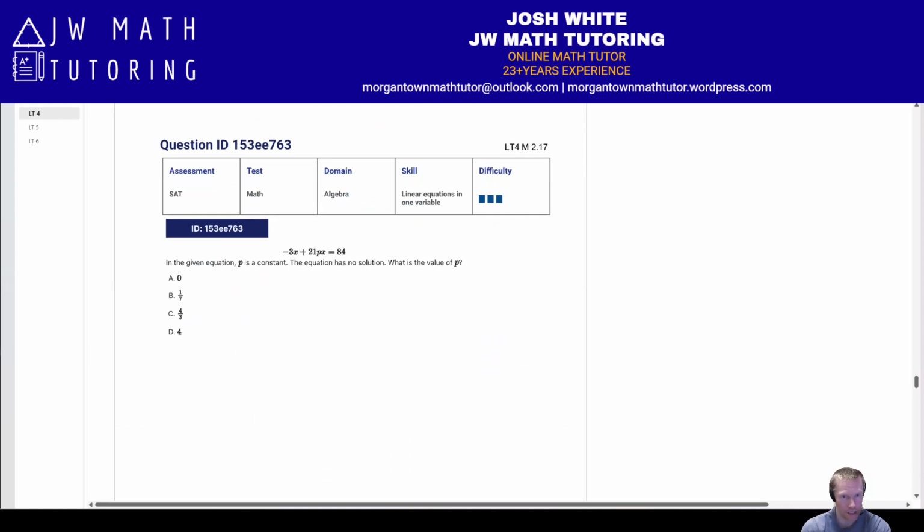Next up, 17. In this equation, p is a constant and it has no solution. What is the value of p? So the way to solve this by hand is to notice that in order for this to have no solution, these two terms need to cancel out, meaning the coefficient on the x terms here has to be the same, i.e. negative 3 must equal 21p.